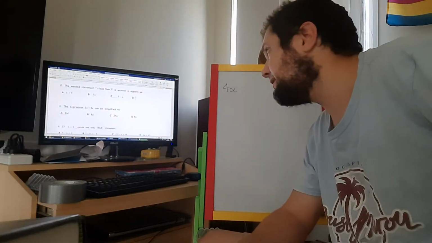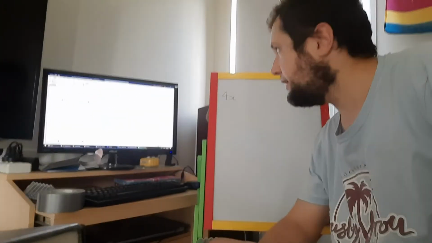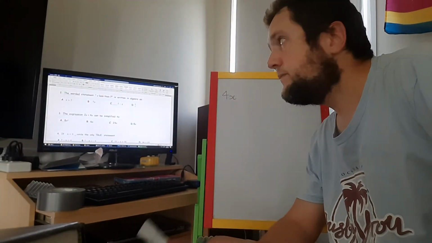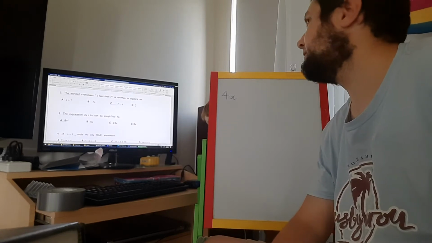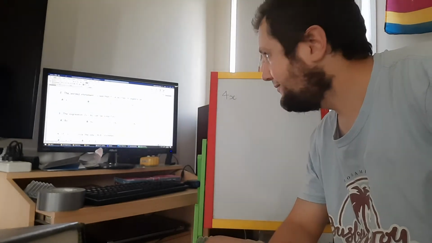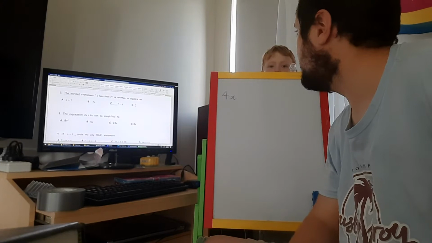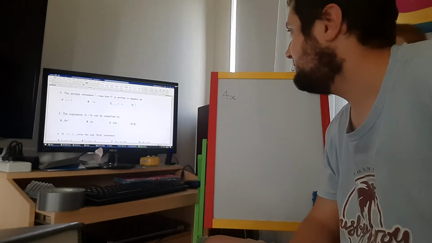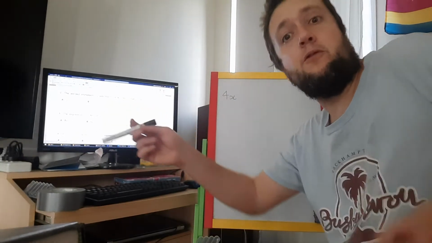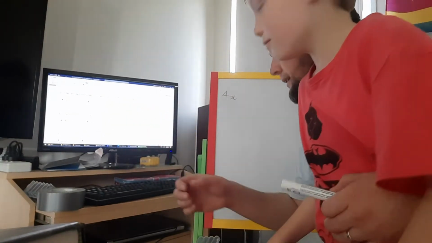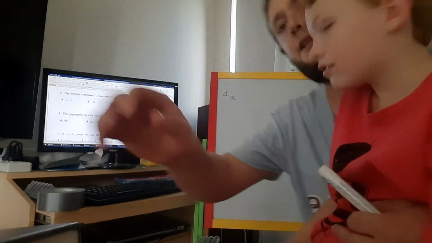And question 3. The expression 2x plus 4x can be written as... What's it going to be? Come on, Anthony. What's 2x plus 4x? 2 lots of x plus 4 lots of x. B. 6x. That's right. 2 lots of x plus 4 lots of x is 6 lots of x. 6x. Should we go down?